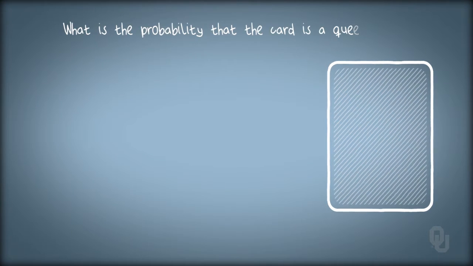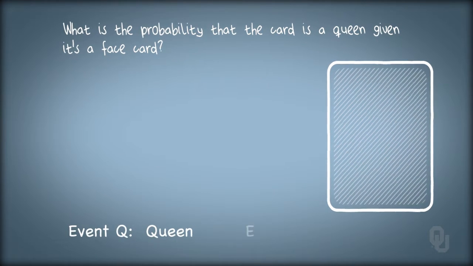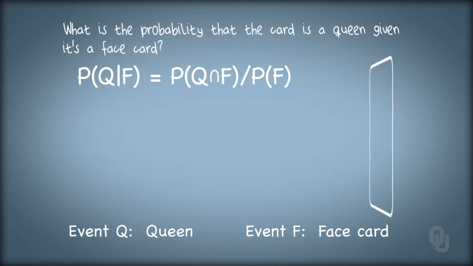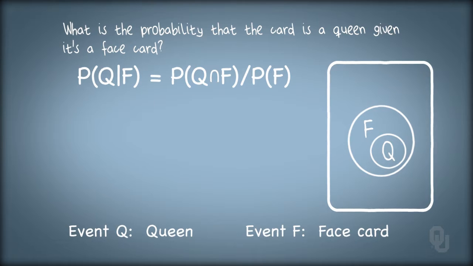One last card example. Let's find the probability that the randomly drawn card is a queen given that it's a face card. Event Q is defined as the card is a queen, and event F is the card is a face card. We need the probability of Q intersect F, or the intersection of queens and face cards. We see from the Venn diagram that queens are entirely contained within face cards, so the probability of Q intersect F is just the probability of Q, or 4 out of 52. The probability of F is 12 out of 52, or the number of face cards out of the total number of cards in the deck.